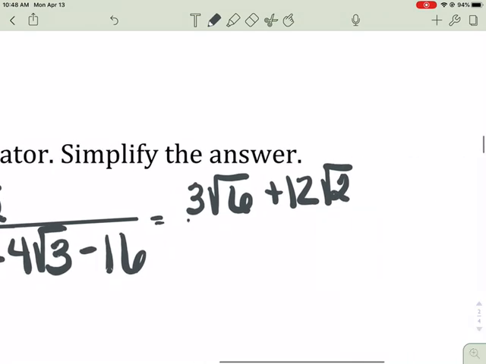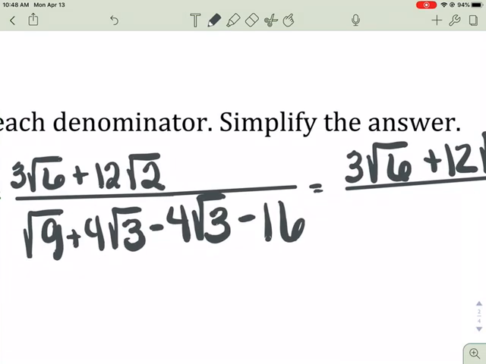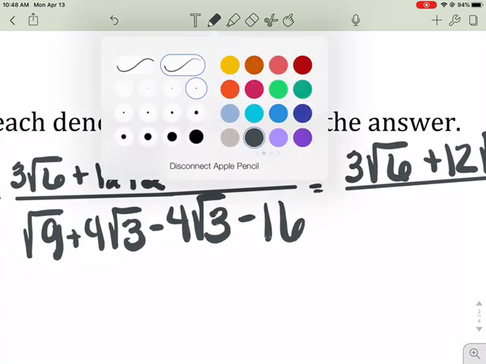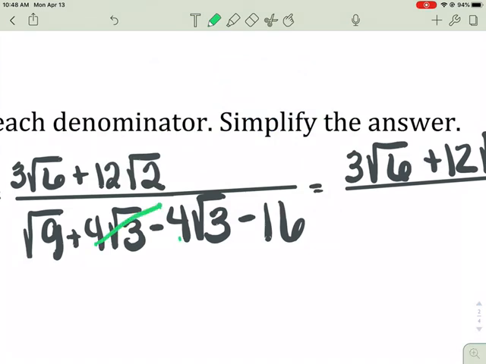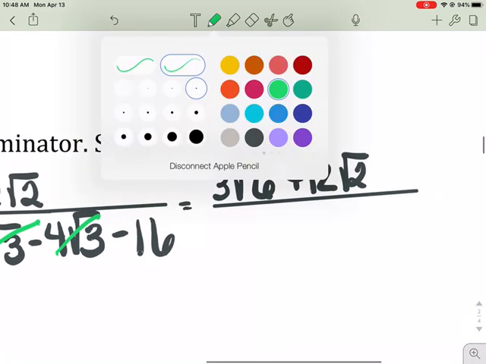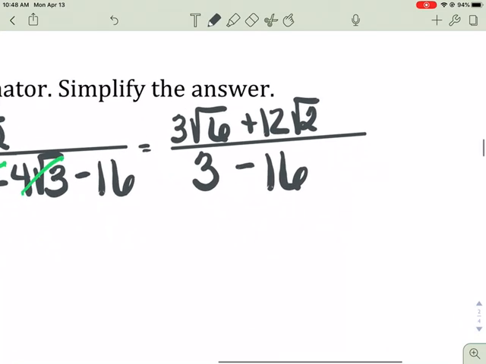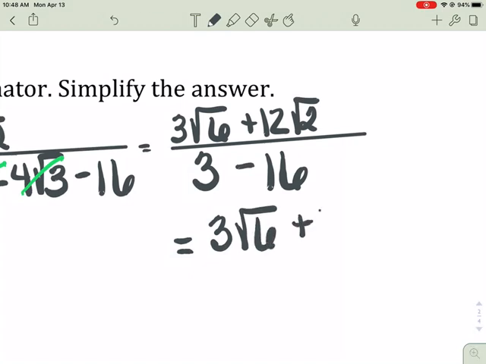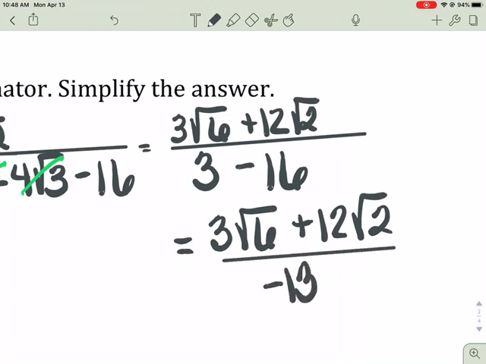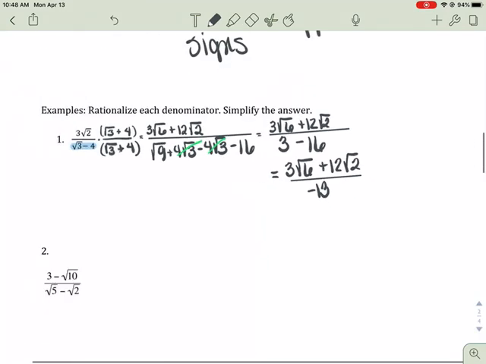In our denominator, we're going to be able to take the square root of 9, and our 4 square roots of 3's are going to cancel each other out, so they're gone. So now we have 3 minus 16. Okay, so let's clean it up one more time. It's 3 square roots of 6 plus 12 square roots of 2 all over negative 13. And that's as far as we can go because 3, 12, and 13 don't have any common factors.